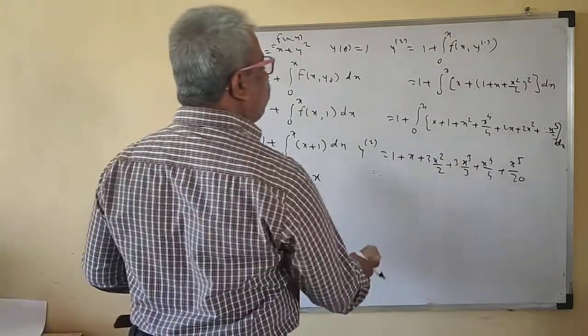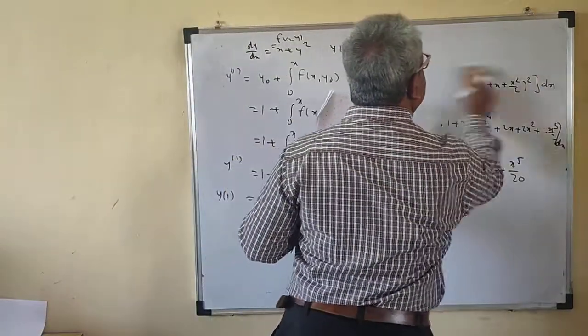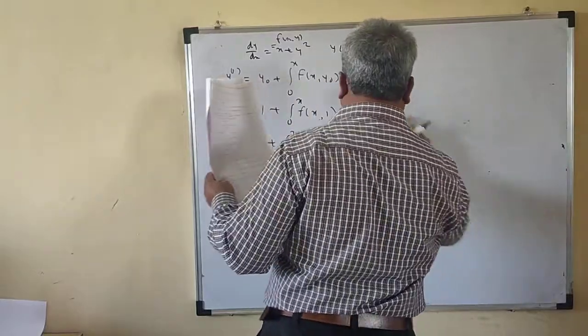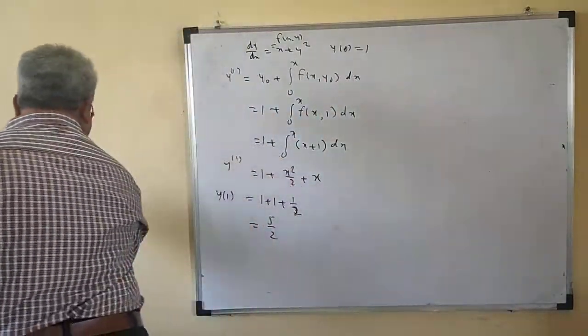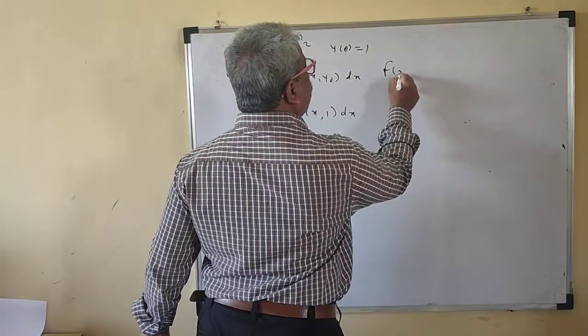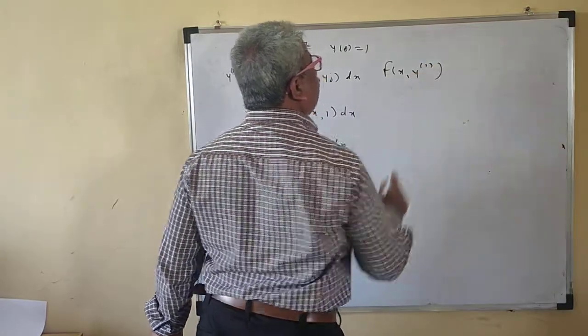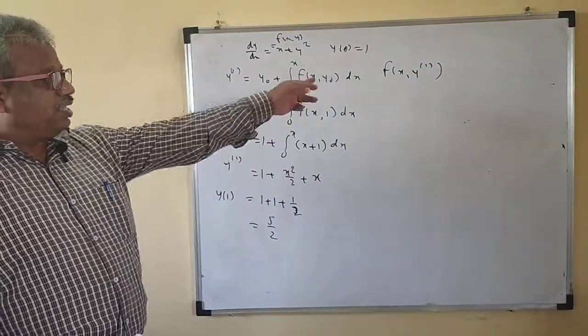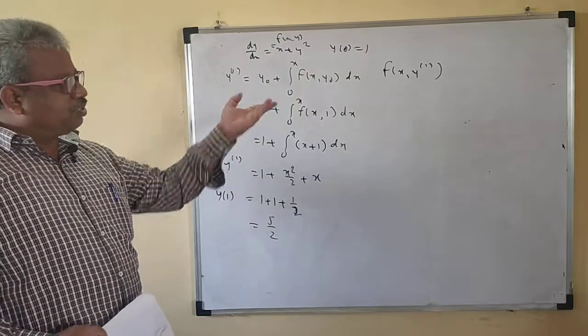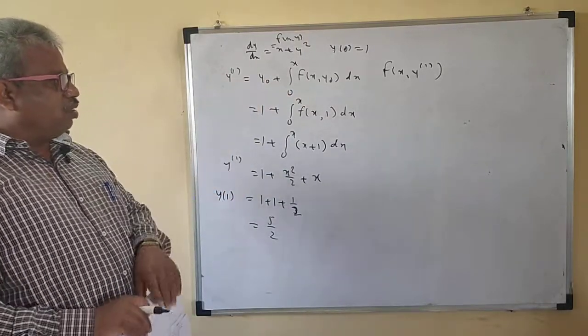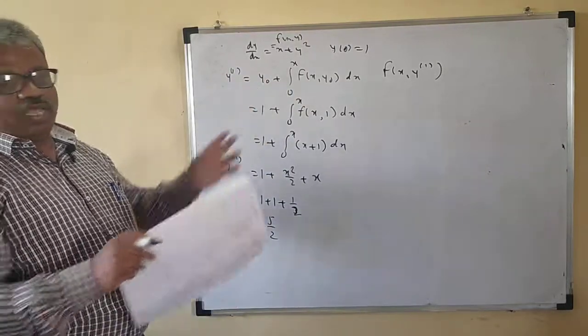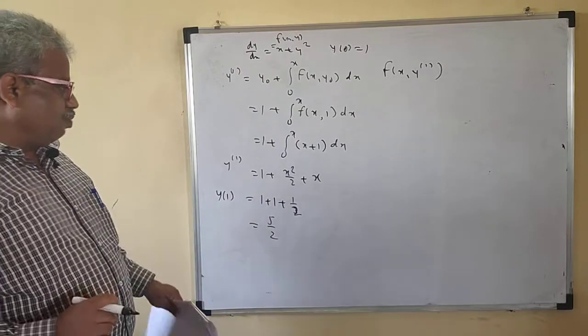And if they want, they will ask like this also: what is f of x, y1? Because to find y2 you need this f of x, y1. So first you have to find f of x, y1 separately, or put it there. No problem for this.